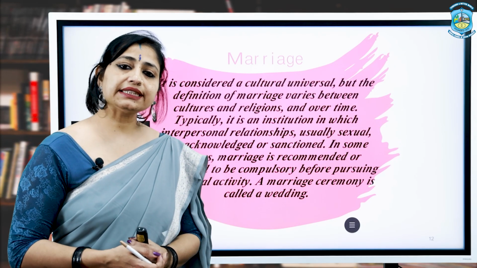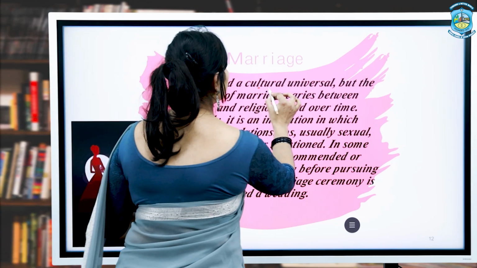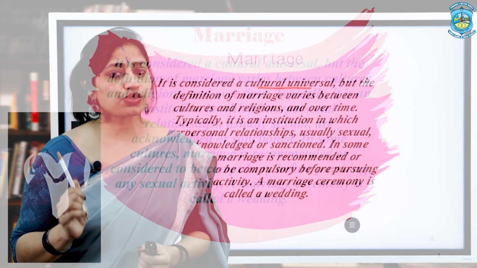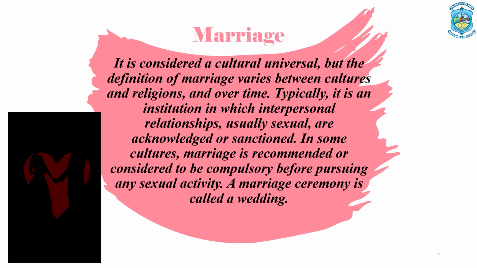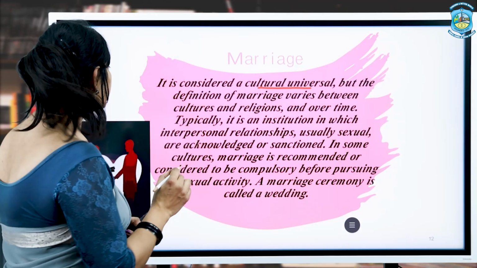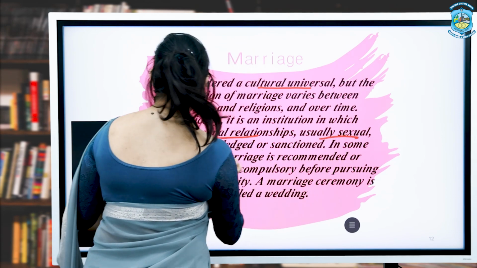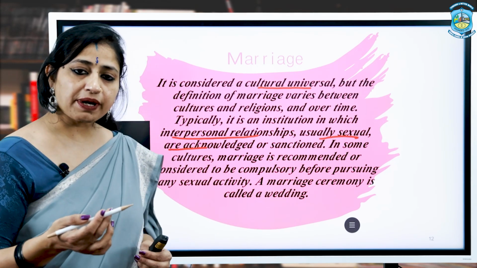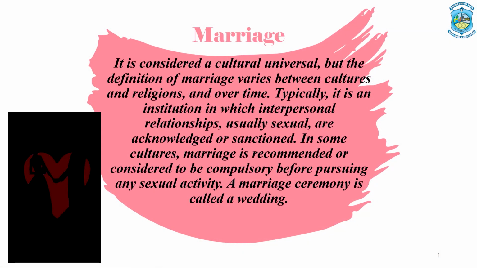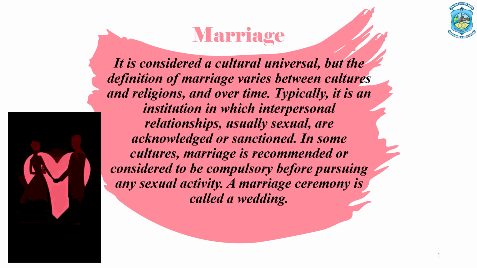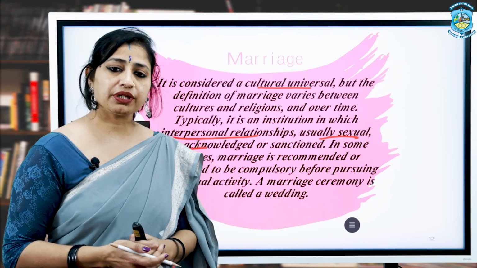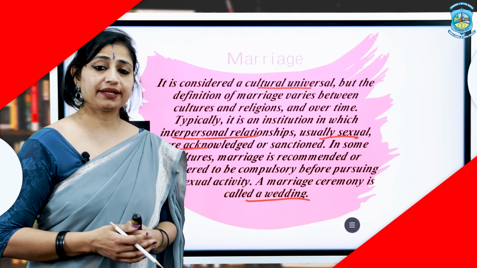So therefore, marriage is considered cultural and universal, but the definition of marriage varies from society to society, culture to culture, religion to religion, and over time. Typically, it is an institution in which interpersonal relationships, usually sexual relationships, are acknowledged by the society and sanctioned. In some cultures, marriage is recommended or considered to be compulsory before pursuing any sexual activity or going ahead with married life. A marriage ceremony is known as a wedding.